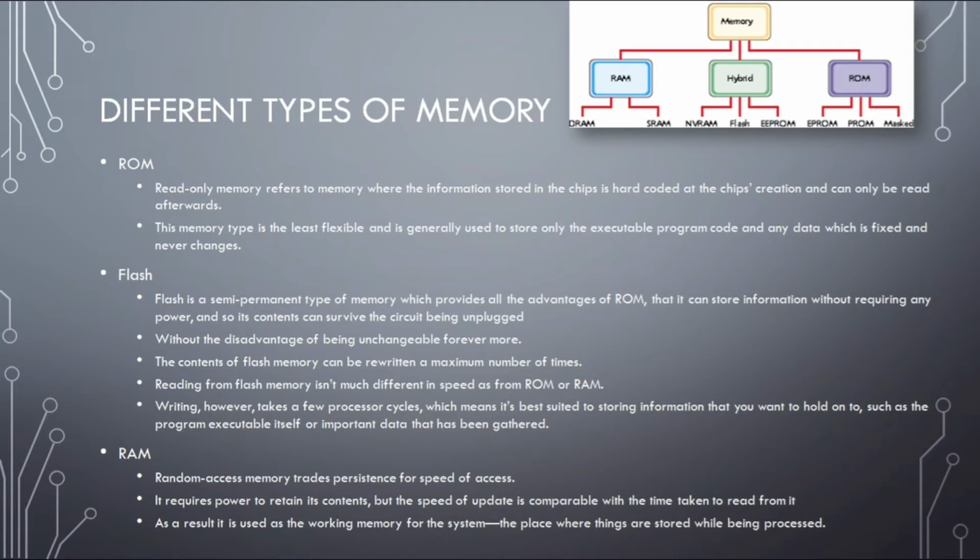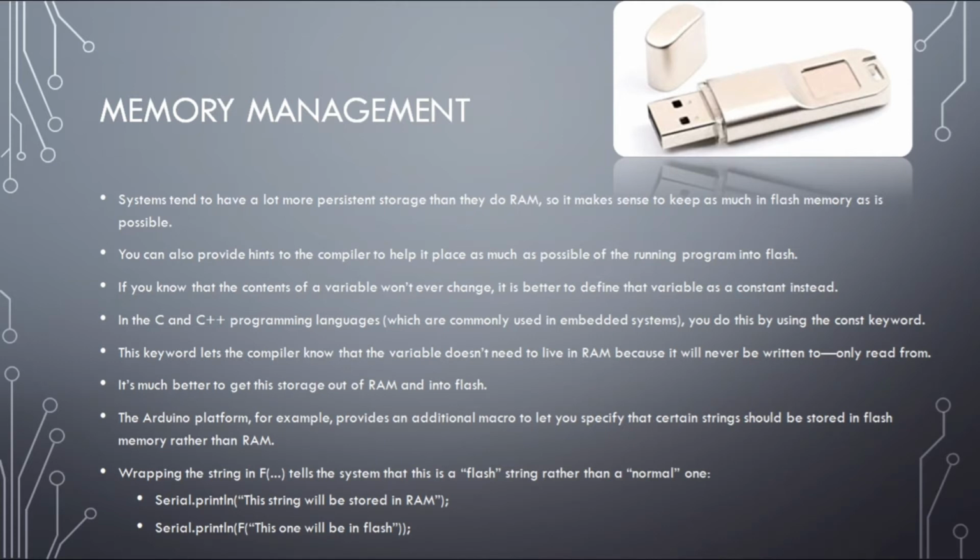This slide shows you different types of memory like ROM, RAM and flash memory. ROM is a permanent memory, whereas RAM is a volatile memory. Flash is a semi-permanent memory type which has the advantages of both RAM and ROM. Embedded systems tend to have a lot more persistent storage than they do RAM. So it makes sense to keep as much data in flash memory as possible. Obviously, the program code itself lives in flash.